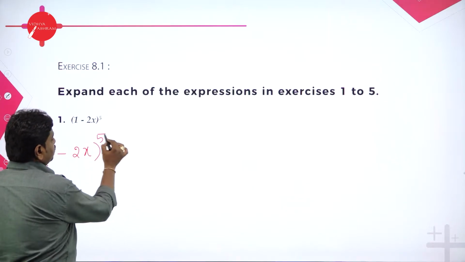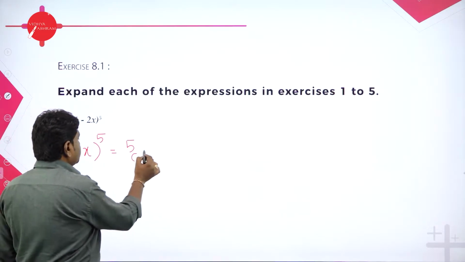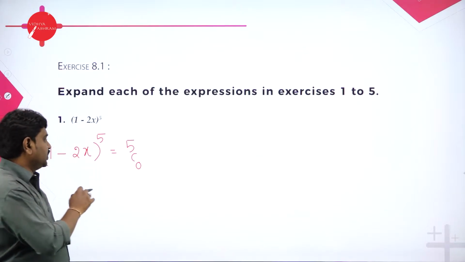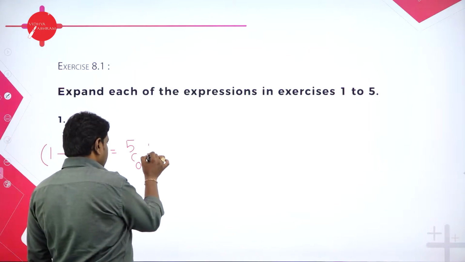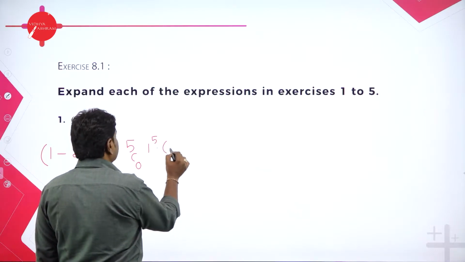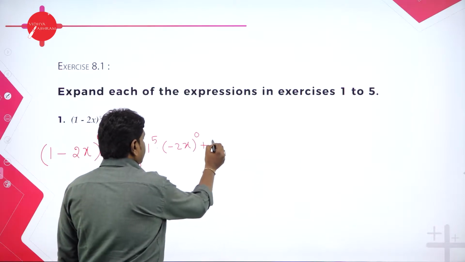So it starts with the power. The power is what? 5. 5c0. Then the first term is 1. If there is 1, you can leave 1 actually, but for the beginning, I'll take 1 power 5. And the second term, what is the second term? Minus 2x power 0.